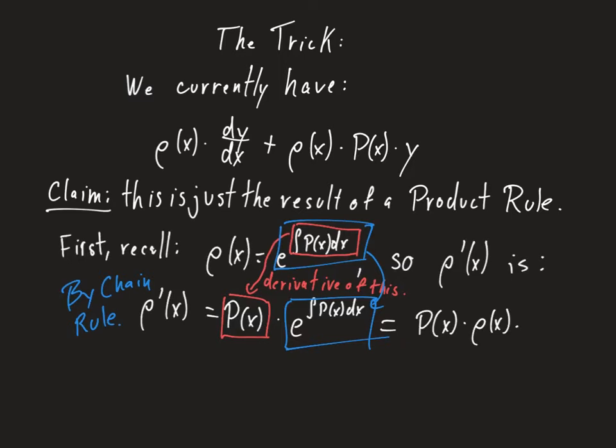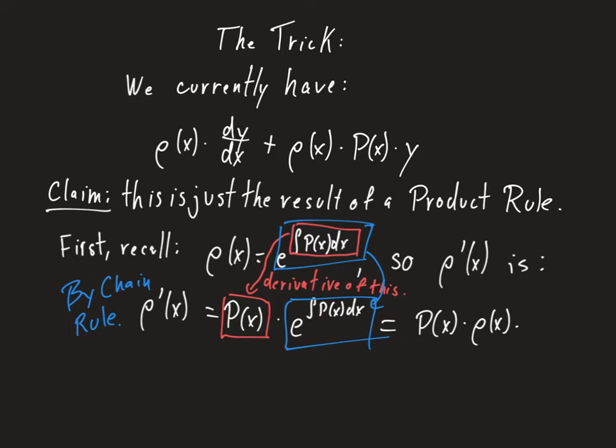If you do not see how I did this, please try doing this on your own. Start with this first line with just the definition of rho of x that I've given you. Use the chain rule, find what the derivative of rho of x is going to be, and you should get exactly to this here.